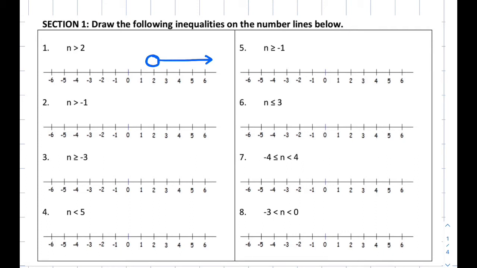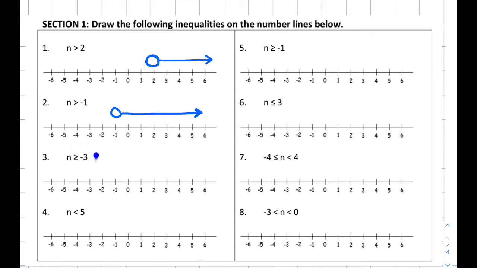So where n is greater than -1. Start by drawing the circle in at -1. It's an open circle because there's no equal to sign, and it's greater than again, so we're heading towards the right. So we're looking at all the values greater than -1.